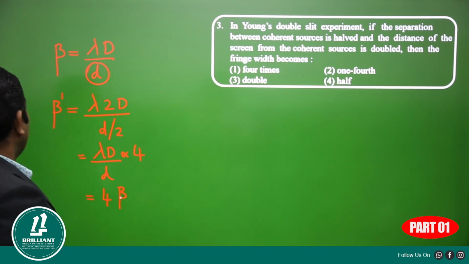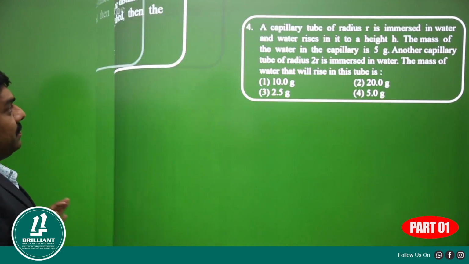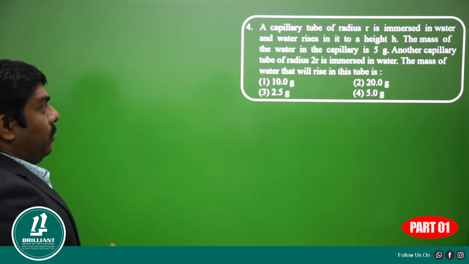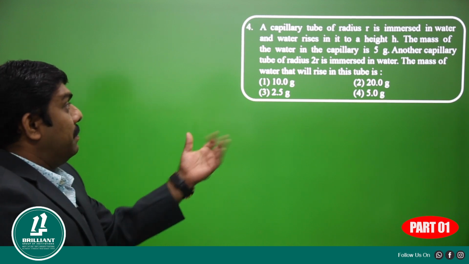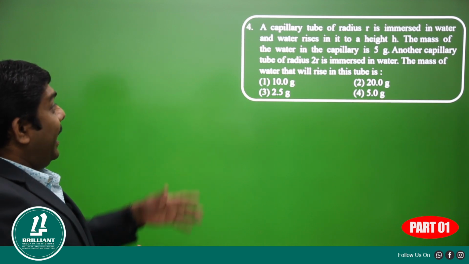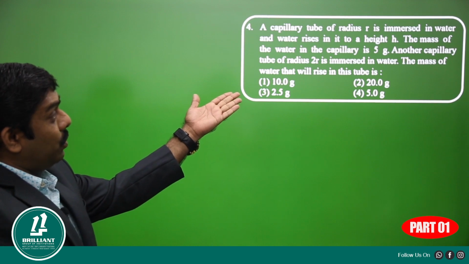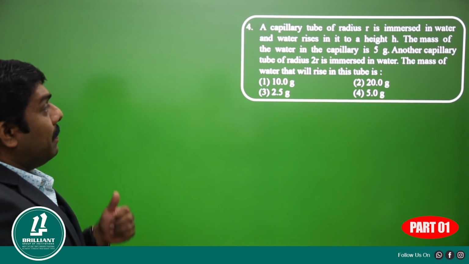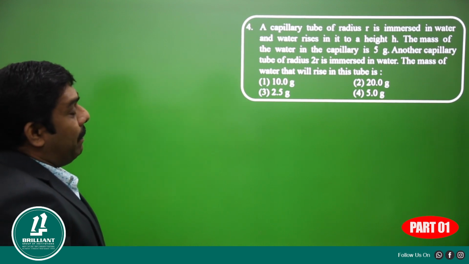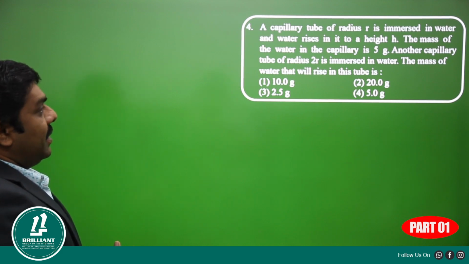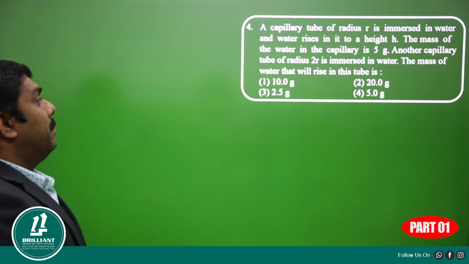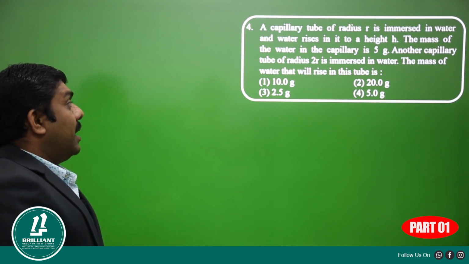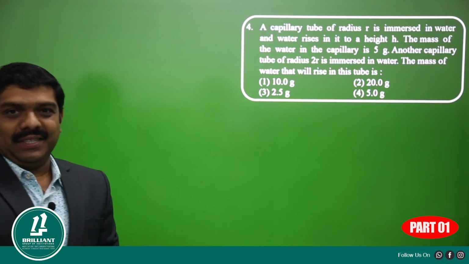Now we are going to do the next question. Look there, question 4. A capillary tube of radius r is immersed in water and water rises to a height h. The mass of the water in the capillary is 5 gram. Another capillary tube of radius 2r is immersed in water. The mass of water that will rise in this tube is?